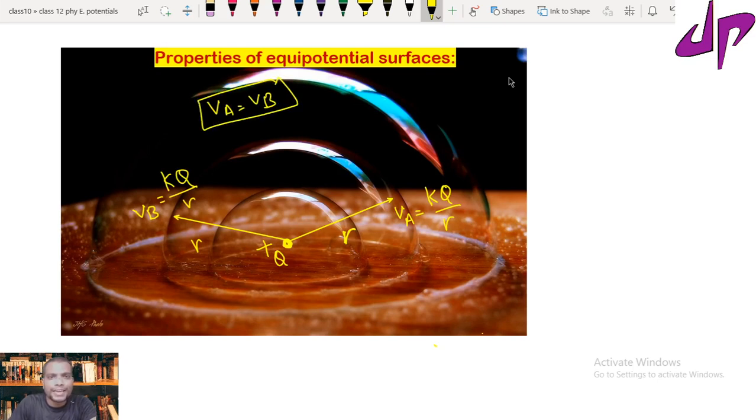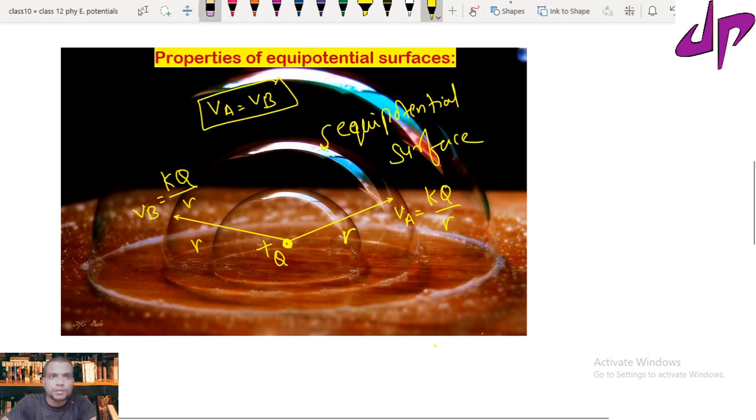Now if you take any point on the surface, that point also has the same potential, so that's why we term this surface an equipotential surface. Okay, now let's see certain properties of this equipotential surface.